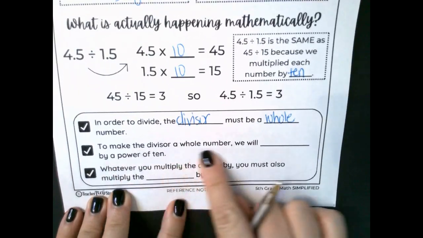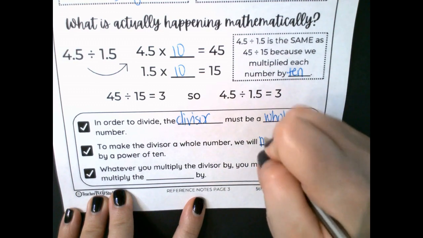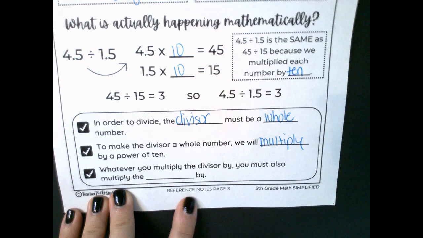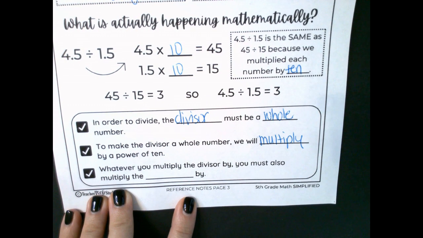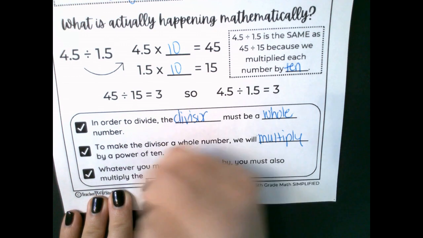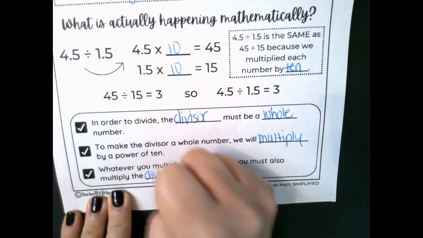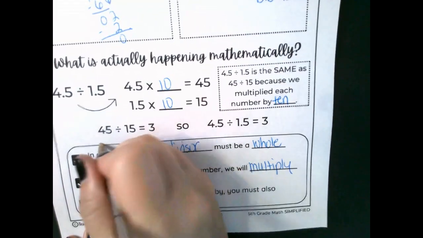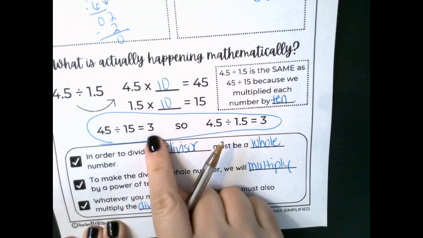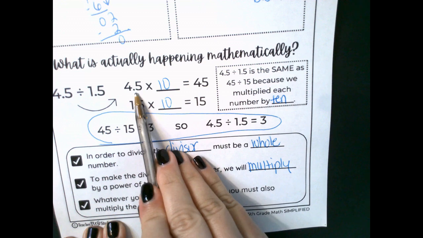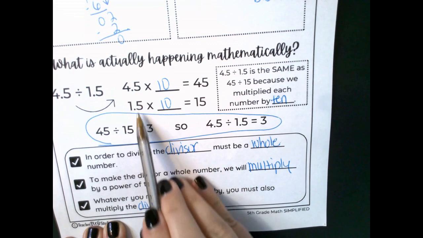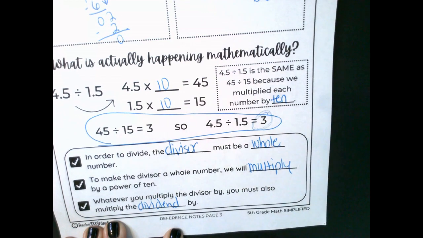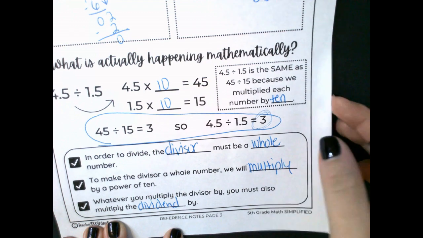To make the divisor a whole number, we will multiply by a power of 10. Whatever you multiply the divisor by, you must also multiply the dividend by. That's what I just said. In order for this to be accurate, you have to do what you did to 4 and 5 tenths to 1 and 5 tenths as well. Otherwise, you're not going to get a correct value.